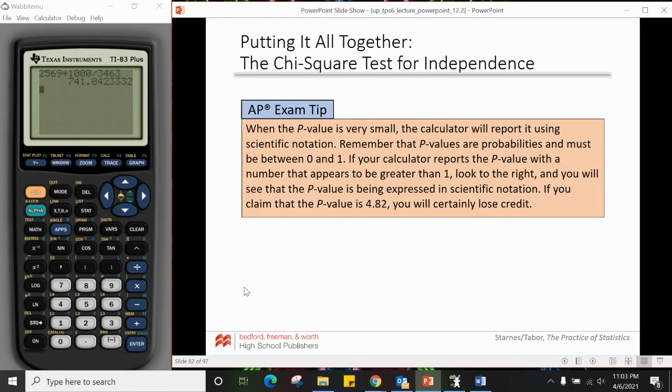Just a reminder for some people, when the p-value is very small, the calculator will report it using scientific notation. Remember, p-values are probabilities and must be between 0 and 1. Right.